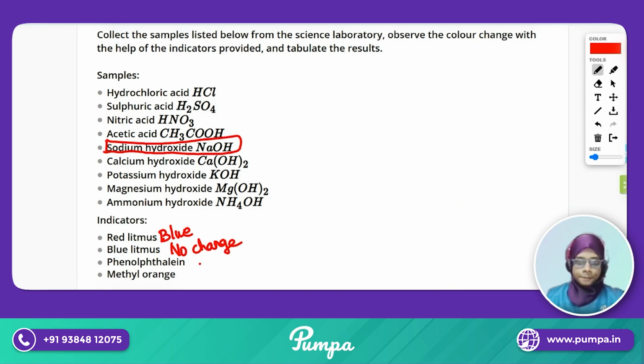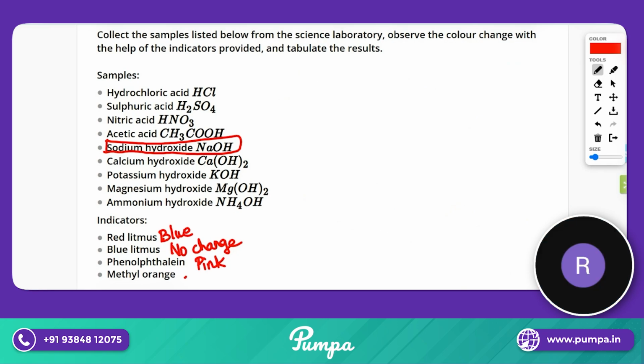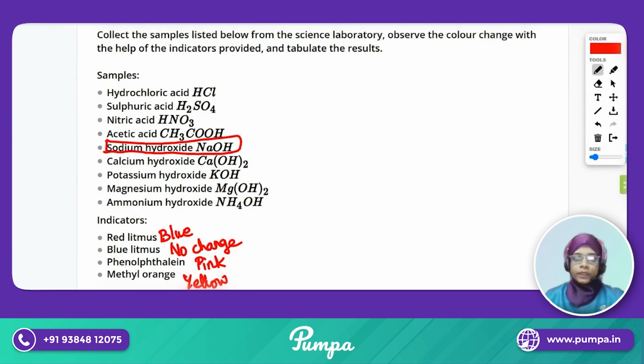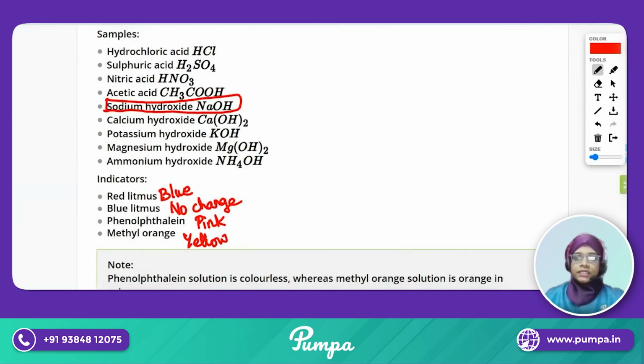Phenolphthalein, pink. And methyl orange, red or yellow? Yellow. Yellow. It is a base, so it turns to yellow. Okay. So this is how it is.